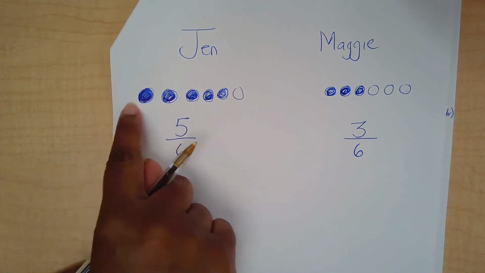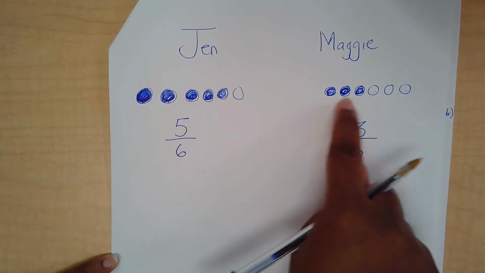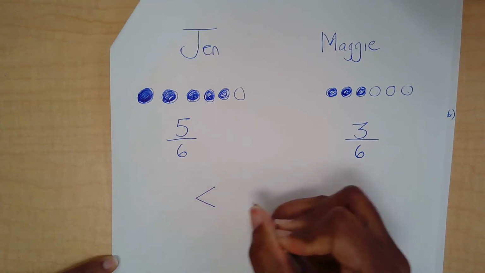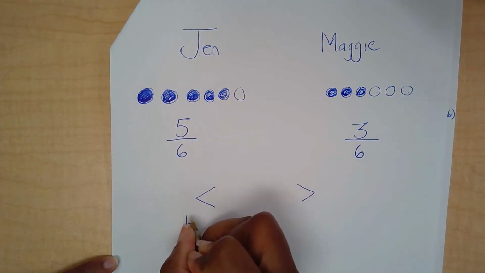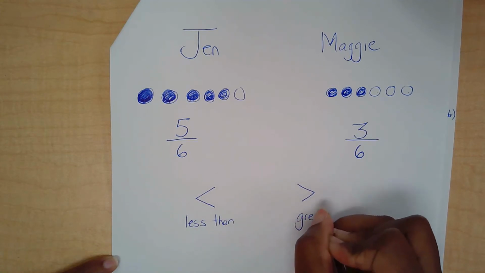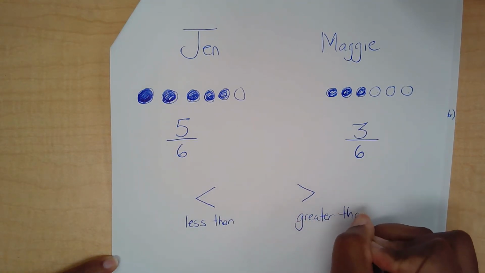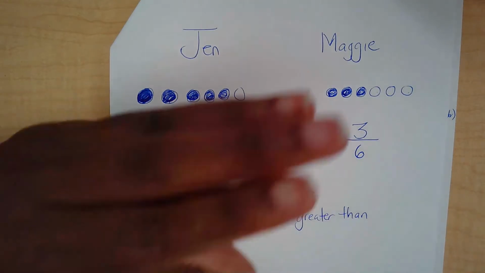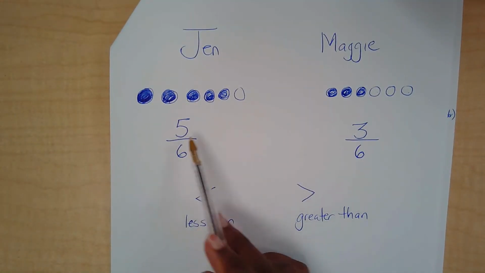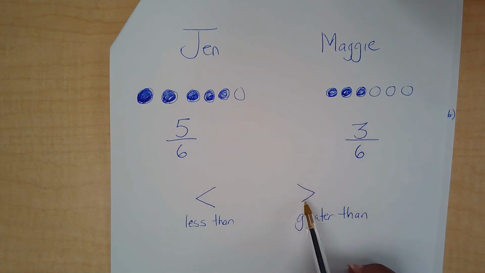Just even look at this. Use those eyes. Which one is greater? And remember, we have the less than sign and the greater than sign. As I've said, you can always use that alligator strategy. Now, which one is greater? Is it the 5 or is it the 3? Well, if you said 5, you're correct.